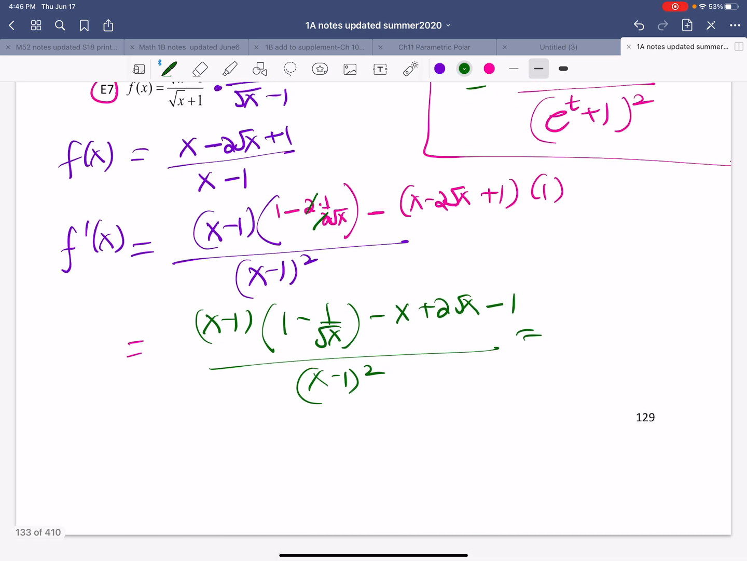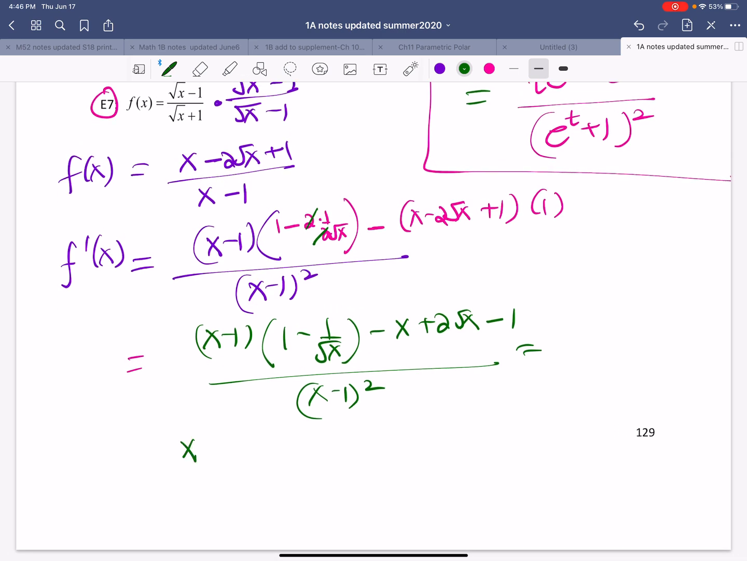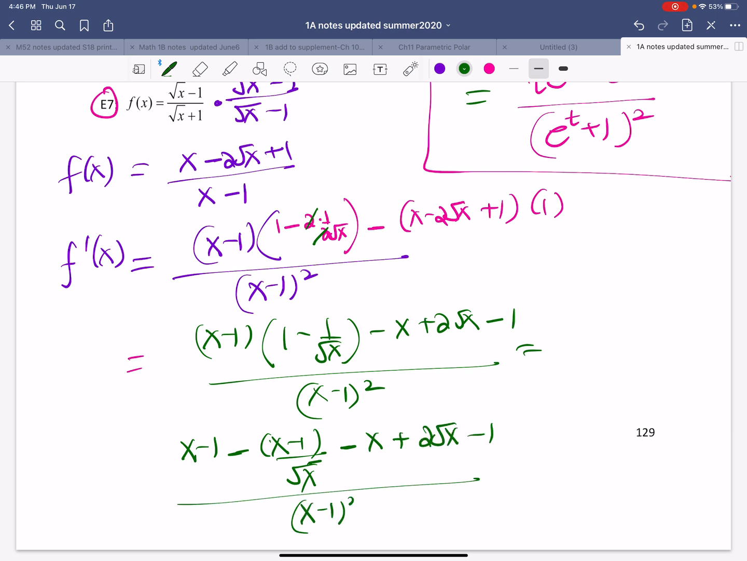Okay, distribute x minus 1 inside. So x minus 1 minus x minus 1 over square root of x. It actually made it messier. Didn't make it any nicer like I thought it would. It did not make it nicer. Let me go ahead and just complete it the way it is now. X plus 2 root x minus 1, x minus 1 squared. I'm going to get a common denominator in the numerator, which is going to be, let me add another page.